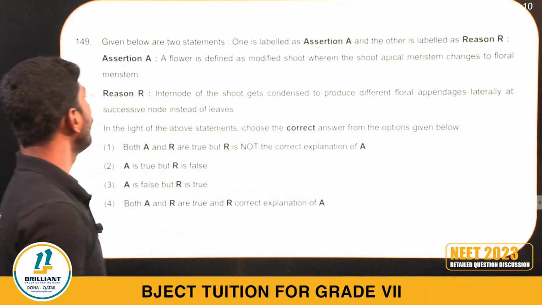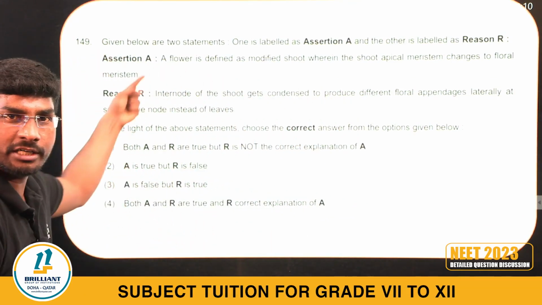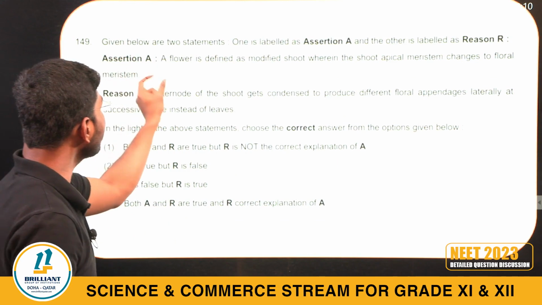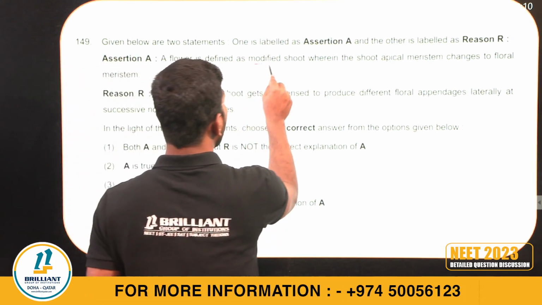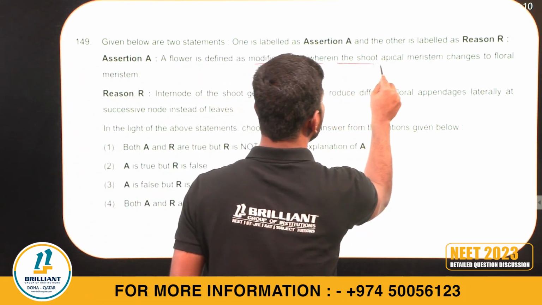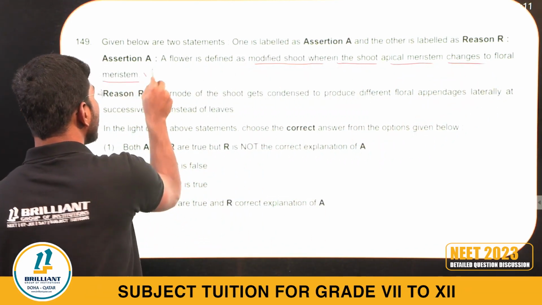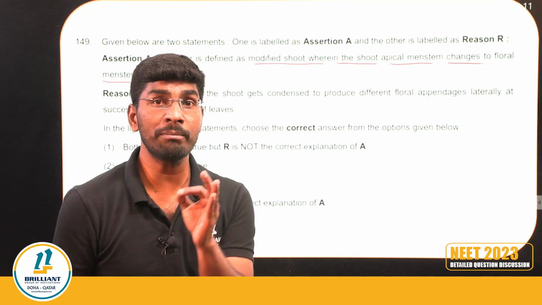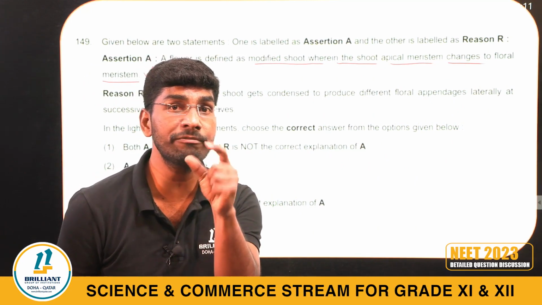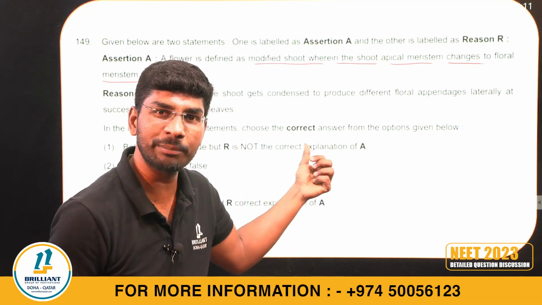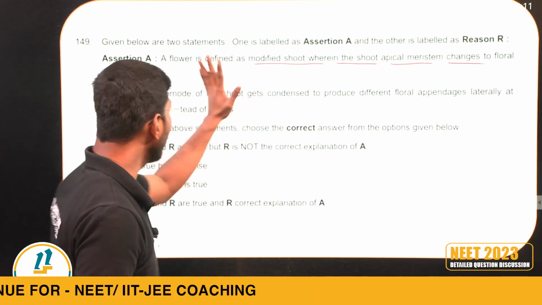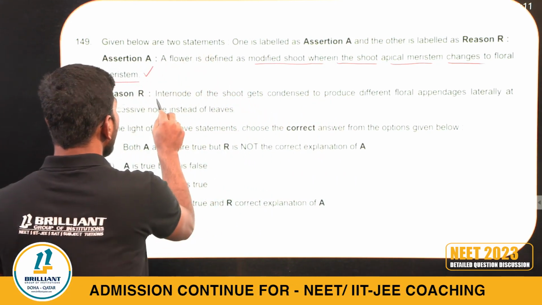149. Assertion and reason are given. A flower is defined as a modified shoot wherein the shoot apical meristem changes to the floral meristem. If you are able to recall the Morphology of Flowering Plants chapter, inflorescence area, this statement is there. Statement correct. Assertion correct.